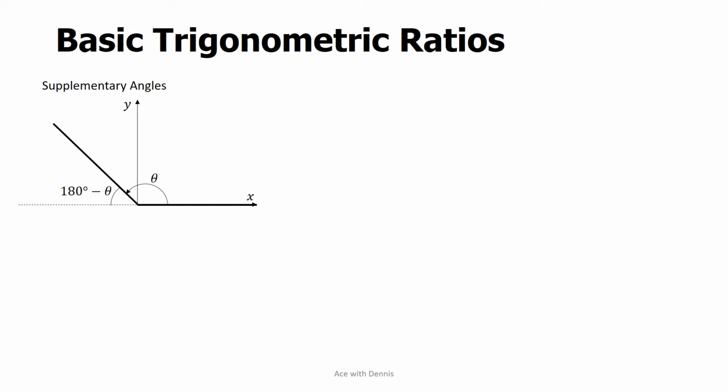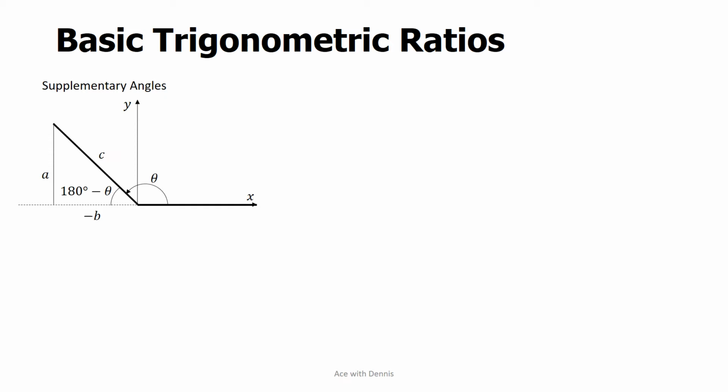From here, we can form a right angle triangle with this length as A, this length as negative B, and this length as C. So if we refer to the 180 degrees minus theta, A will be the opposite length, B will be the adjacent side, and C will be the hypotenuse.